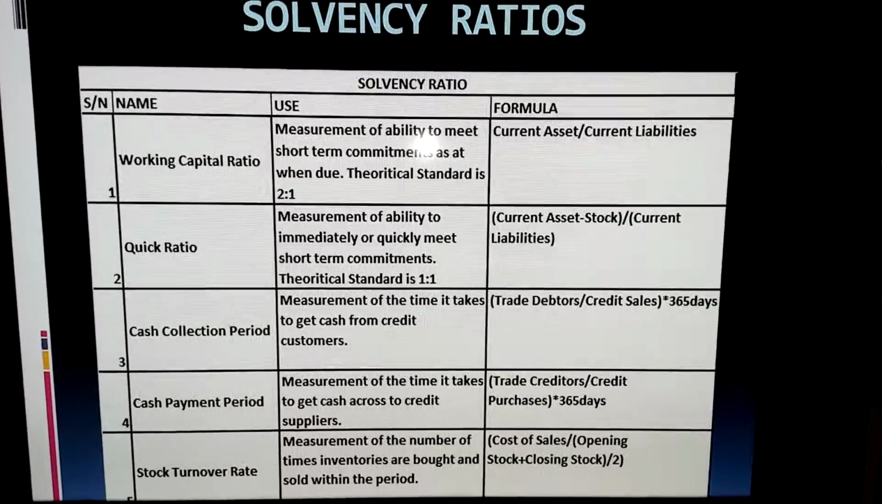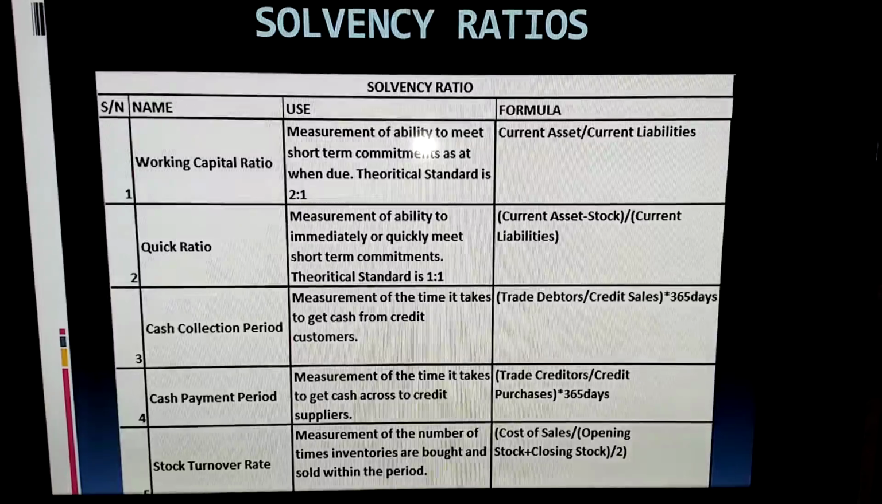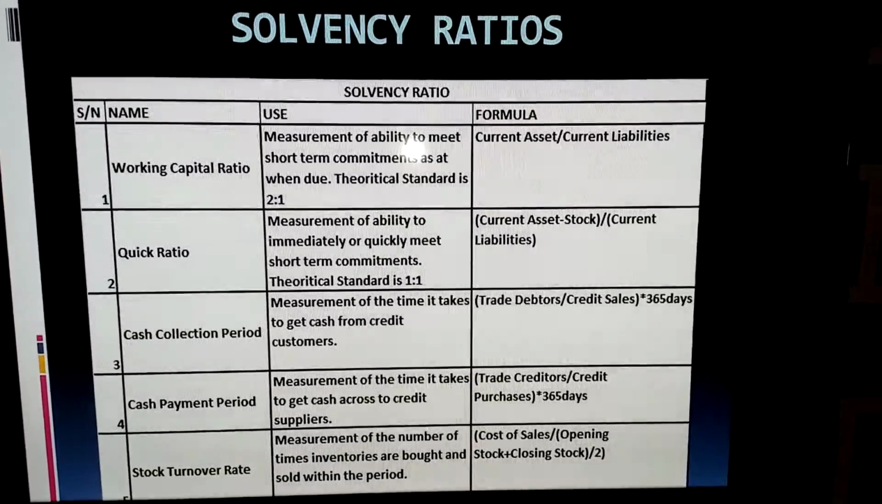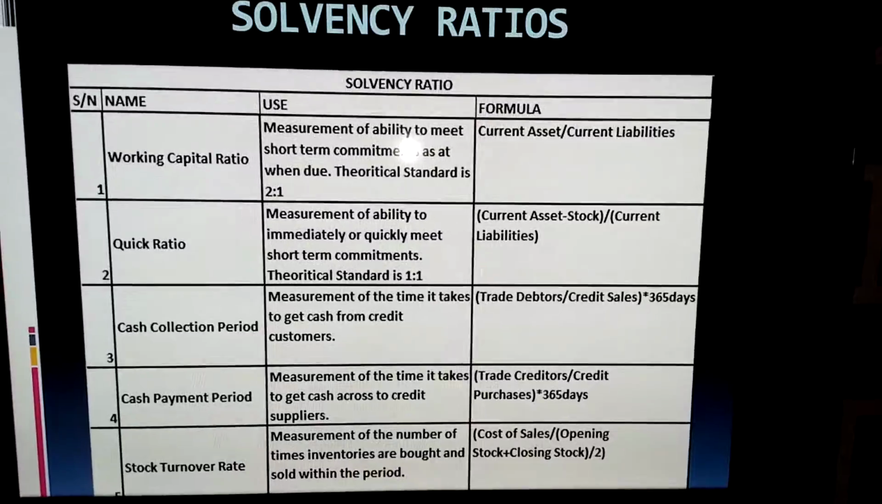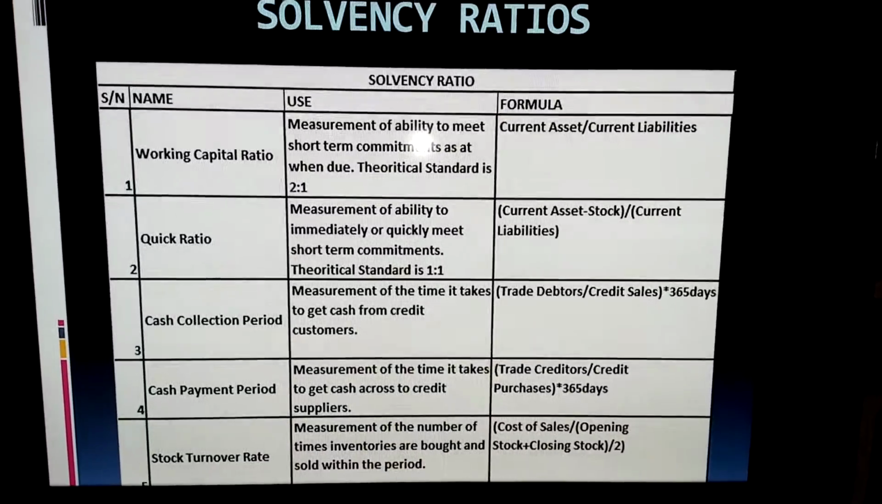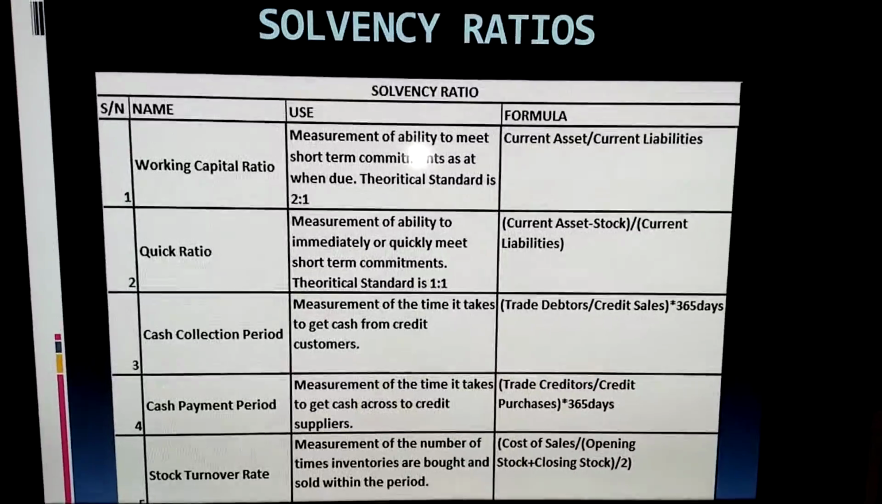The next one is quick ratio. How fast are you capable to pay your short-term commitments? We don't want to start saying I want to sell products. No. If we have to go out looking for buyers to come and buy the product that we sell, how fast are we at meeting current liabilities?